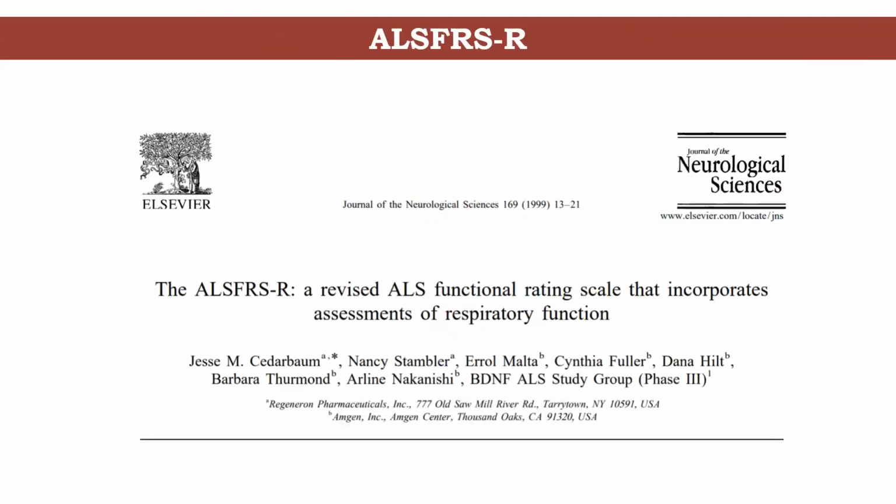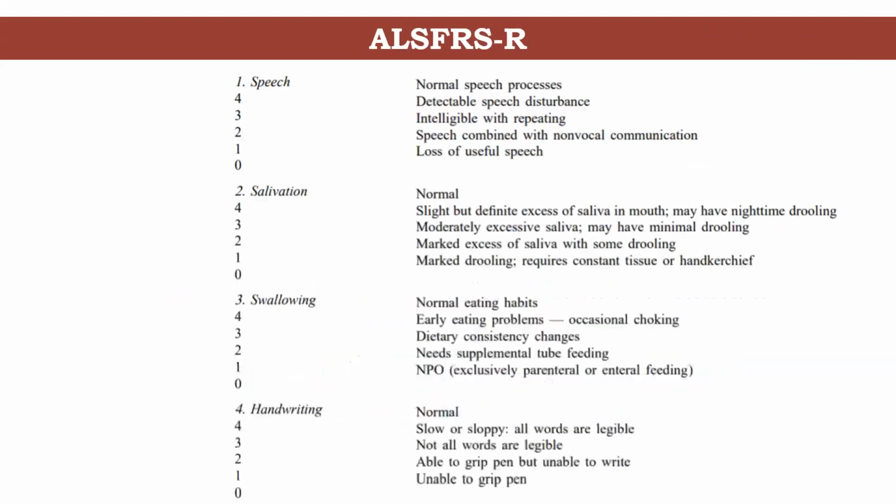If you want to know more about ALSFRS-R, this is a very good paper, and it's mostly being followed even today, right? There are various components in this, nearly a dozen of them. Speech is the very first one, right? As you see, under speech there are 0 to 4. These are the categories. 4 is normal speech, 3 is detectable speech disturbance, 2 is intelligible with repeating, 1 is speech combined with non-vocal communication, and 0 is loss of useful speech.